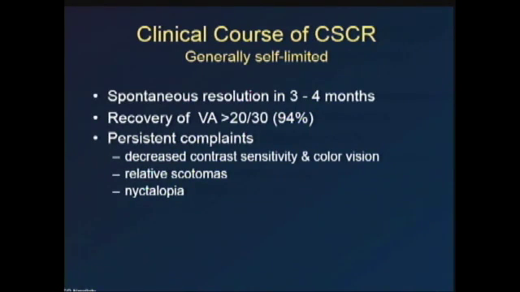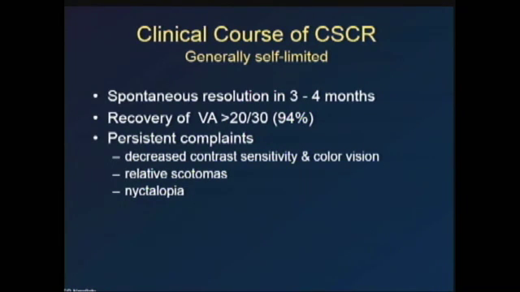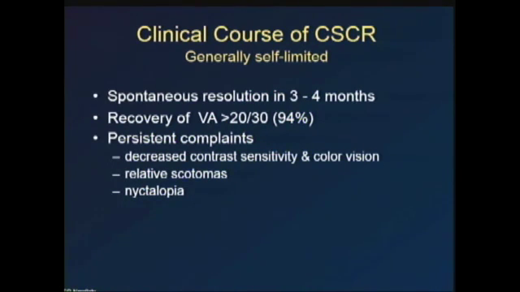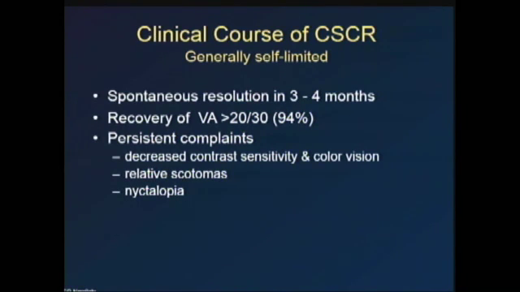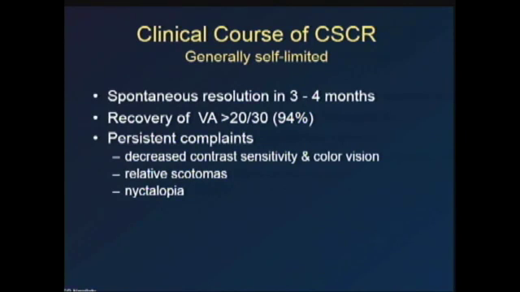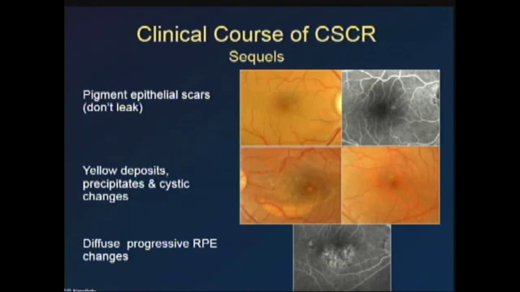Most of the time, CSR is self-limited. A patient may have this detachment, and things will resolve in about 2 to 4 months. And the vision generally returns, but somehow never completely as before. Patients will continue to complain of problems with contrast sensitivity, with scotoma, sometimes with night vision. But sometimes the CSR leaves sequela, as we said.